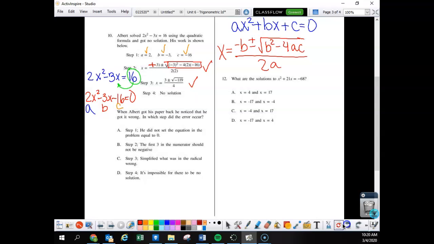Okay, so you have to make sure that you type this into Desmos and this equals negative 119. Okay, so check that.